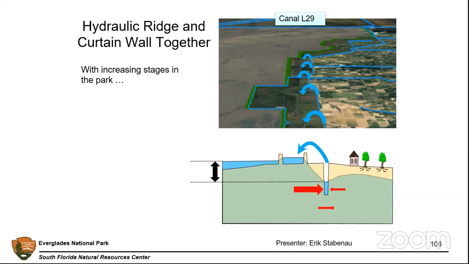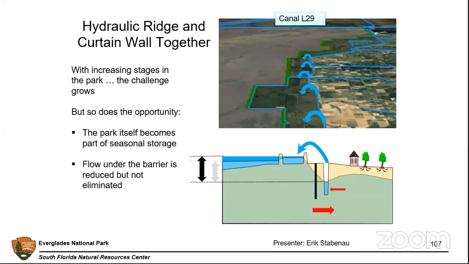Next slide. So while we're increasing stages in the park, the challenge is going to grow. It's going to have a larger head gradient, pushing more water across. The flow under the barrier is reduced, but not eliminated. The total amount of groundwater that moves with that will change. We'll need to think about the operations of the existing hydraulic ridge.